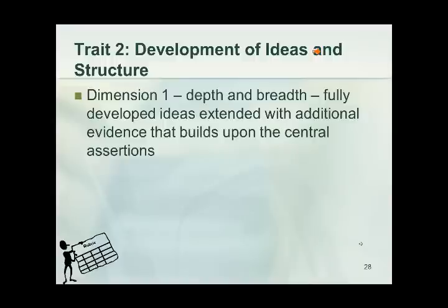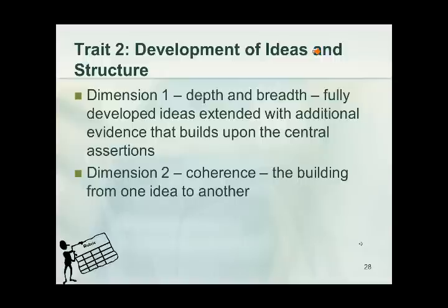Okay, we are back. Trait 2 is the development of ideas and structure, and we're looking again at those dimensions, or those major categories, of what it means: development of ideas and structure. The first one is depth and breadth. Are they fully developed ideas? Again, that's very different than organization that we see in paragraphs or putting paragraphs together. But has the test taker, has the student, set up an idea and then extended it with additional evidence, additional connections? The next one is coherence, that building from one idea to another.